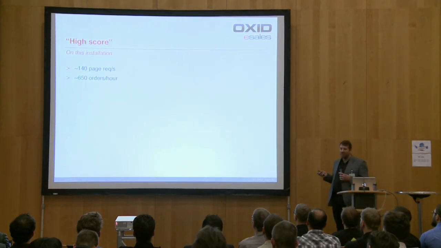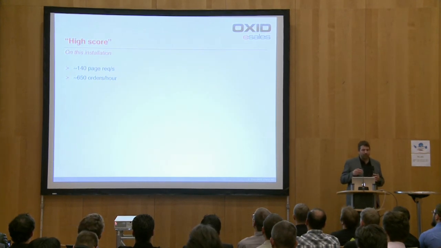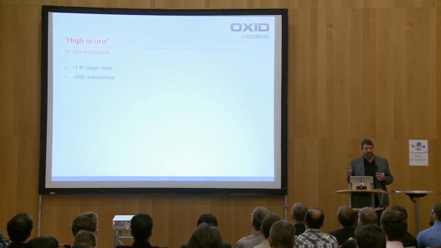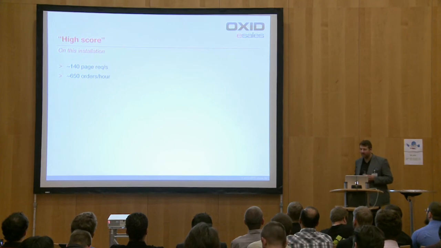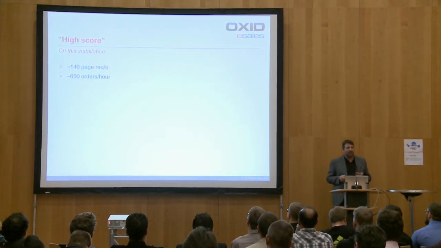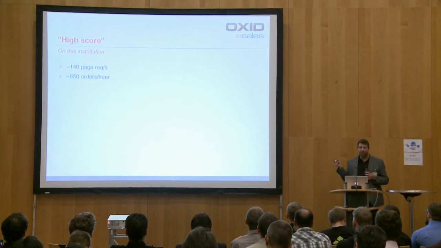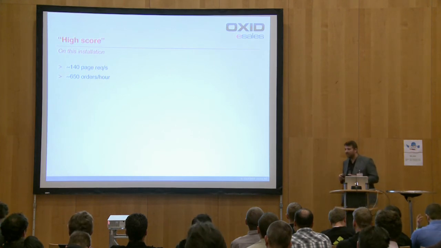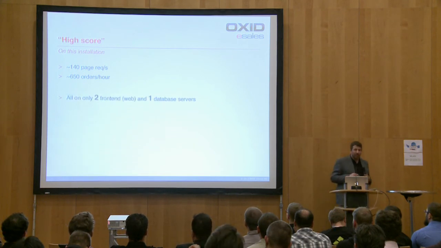On this installation, with only 2 front-end servers and 1 database, we have 140 full page requests per second. And with full page, I really mean everything. The complete page, every picture, everything on it. And we had a bit over 650 orders an hour. It's only 2 front-end servers. They're not big machines. They are just 8 CPU cores. I think that's a big change compared to what we had before.